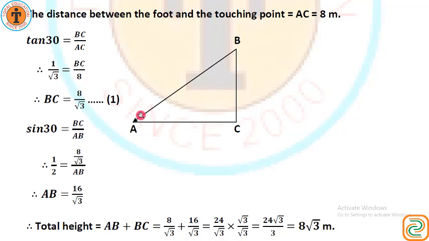Opposite side upon hypotenuse. Then the opposite side is BC. BC upon AB, BC is 8 upon root 3. We have found out AB. If AB goes there and 2 goes there, then 2 8s are 16. AB equals 16 upon root 3, right?